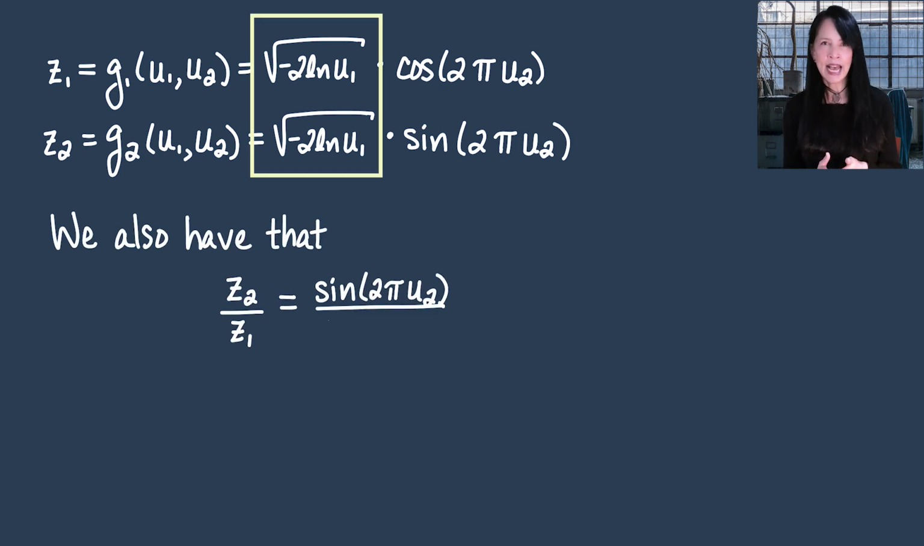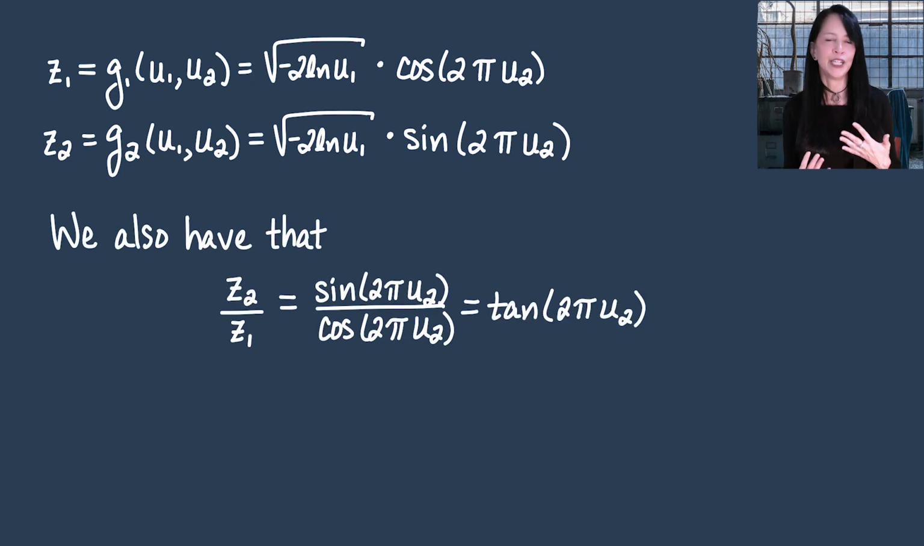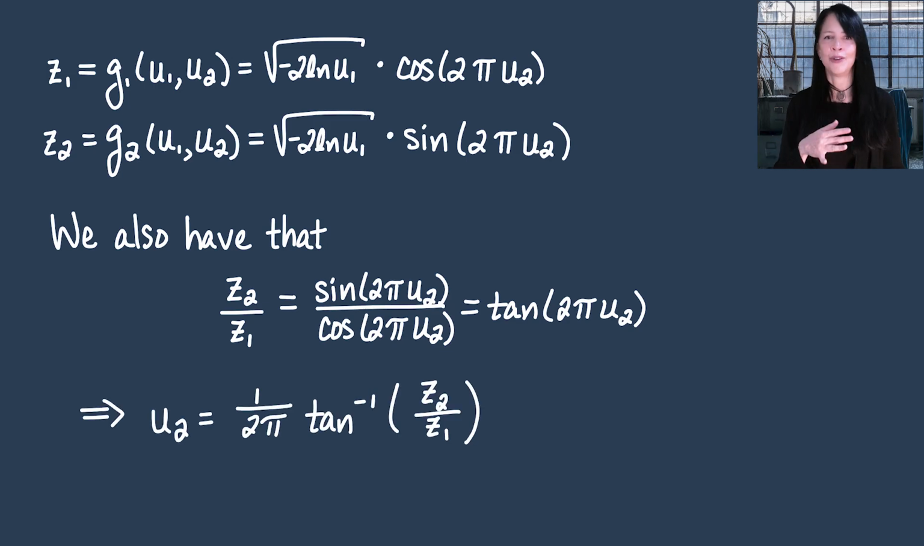This stuff's going to cancel, and this sine over cosine is going to turn into a tangent. And now I can solve for u2 using the inverse tangent or arctangent and moving the 2 pi over. So here I have an expression for u2, and this is going to be the second function of the original variable. So this is going to be my g2 inverse of z1 and z2.